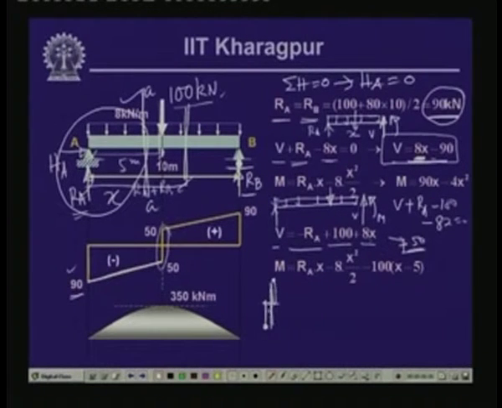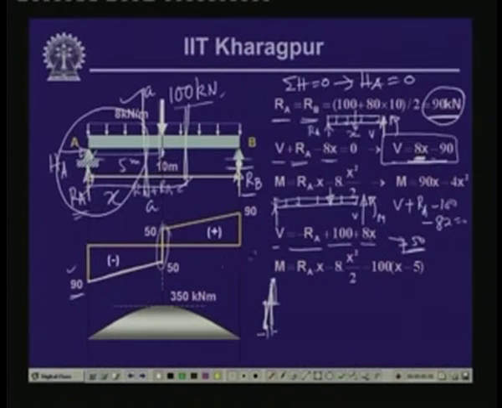So, basically if we enlarge this particular part, it will appear that we have a variation like this, but this distance being very small, we take this as a straight line. So, there is a jump of the shear force from minus 50 to plus 50 immediately after this load point.